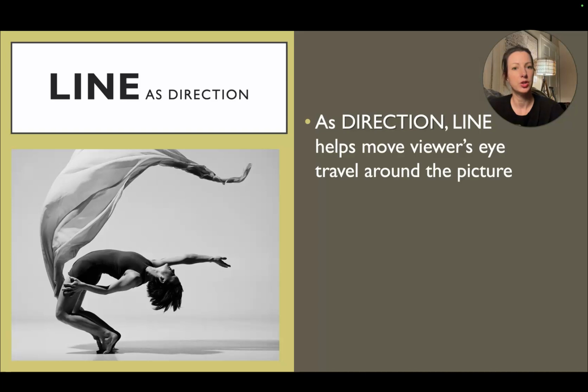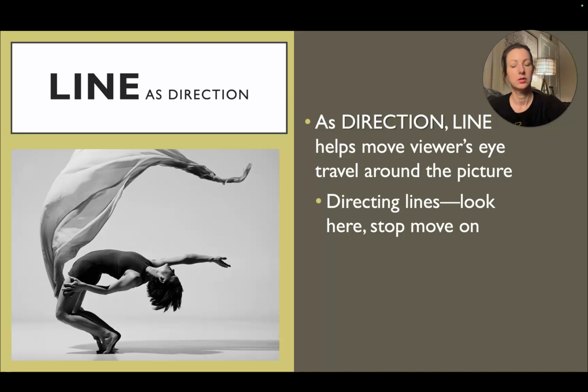So as direction, line helps your viewer's eye move throughout the picture. So in this photograph right here, just that pose, that back bend that the dancer's doing, my eye immediately follows the curve of the fabric and the curve of the arm going back. So you're using this to direct the person's eye in the photograph. So look here, stop here, move here.